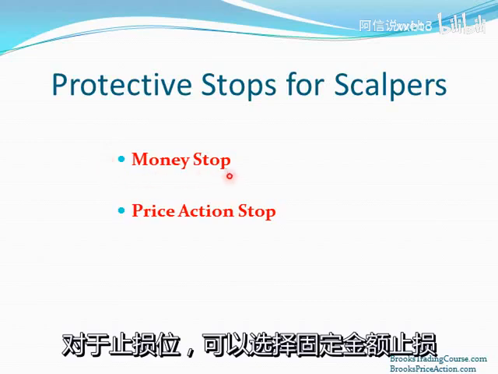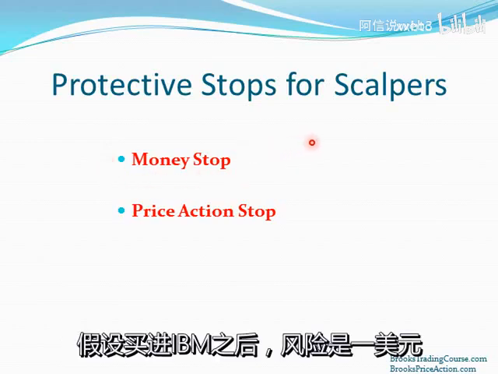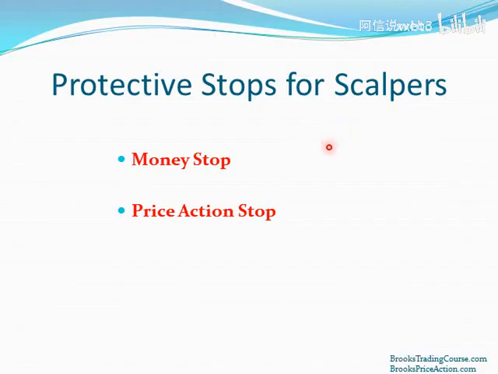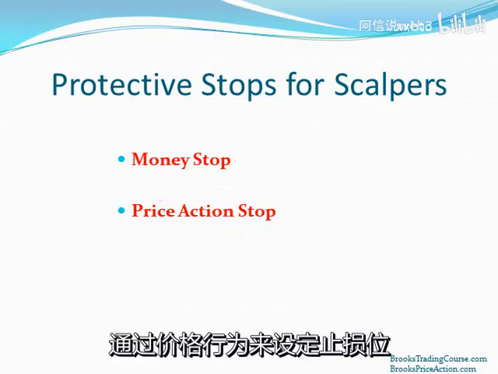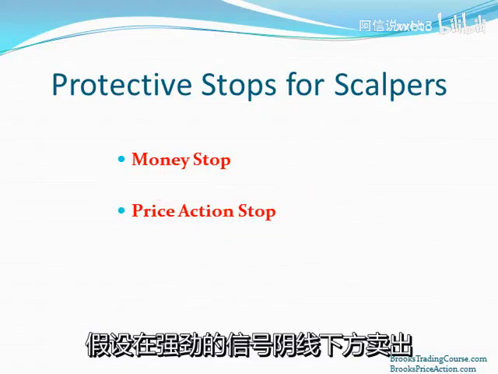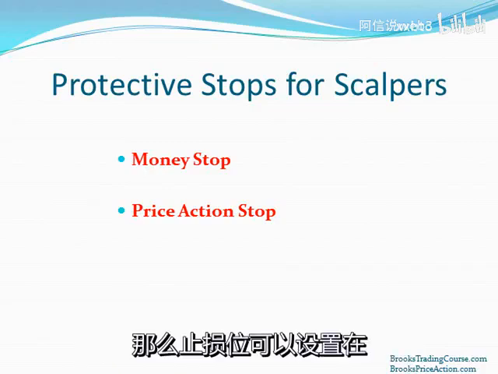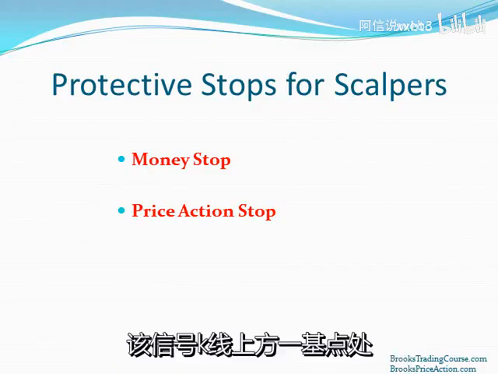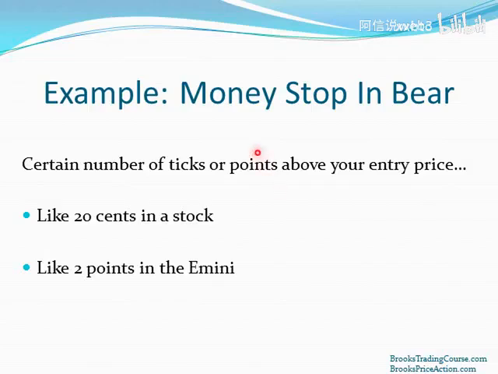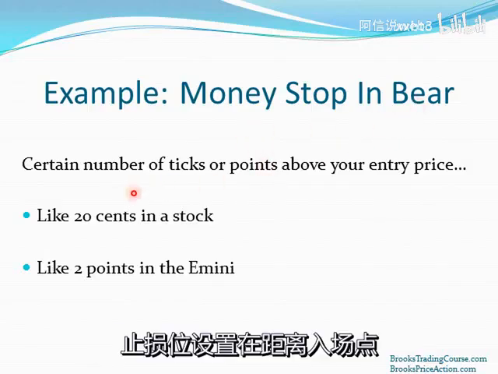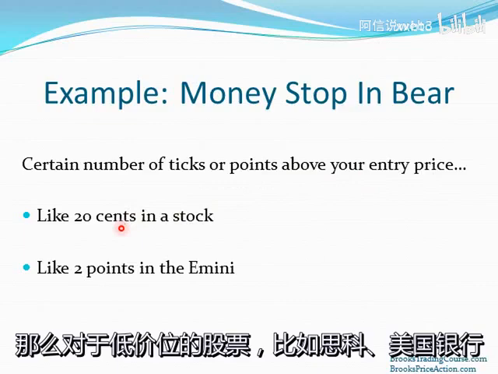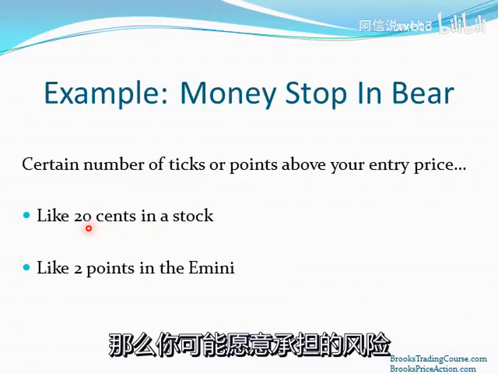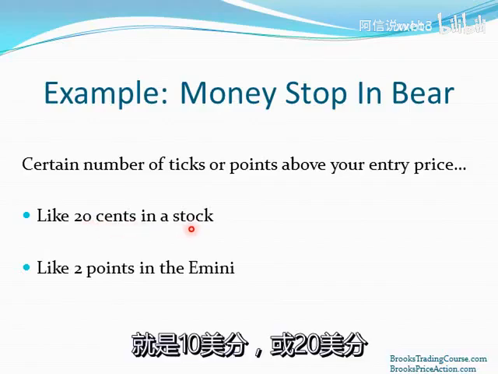For stops, traders can use a money stop. For example, let's say they're buying IBM, they might risk $1, a fixed number of ticks, or they can use a price action stop based upon the price action. So let's say they sell below a strong bear signal bar, they may place a protective stop 1 tick above the high of the bar. So for a money stop in a bear trend, you want to risk a certain number of ticks or points above your entry price. So for a small price stock like Cisco or Bank of America, maybe you want to risk 10 or 20 cents from your entry price.